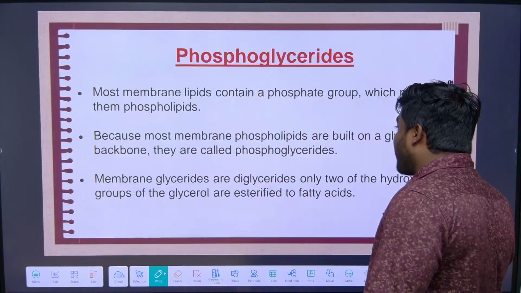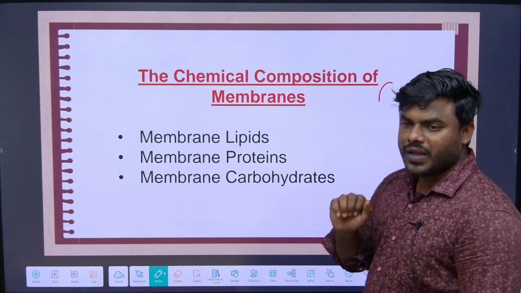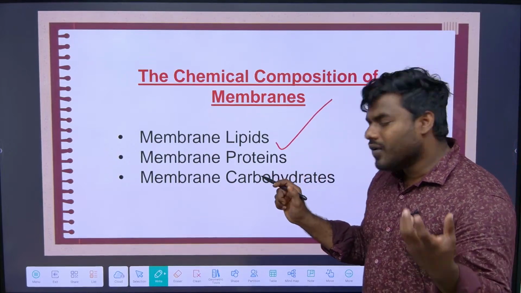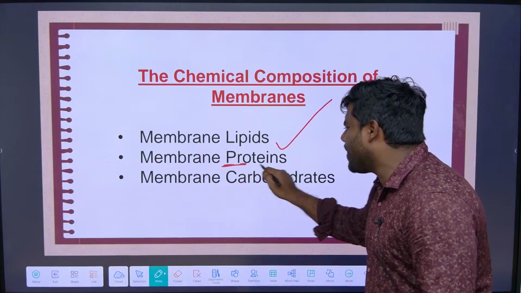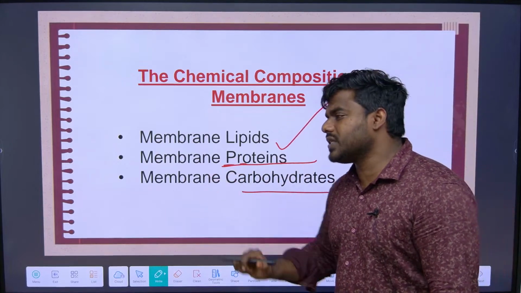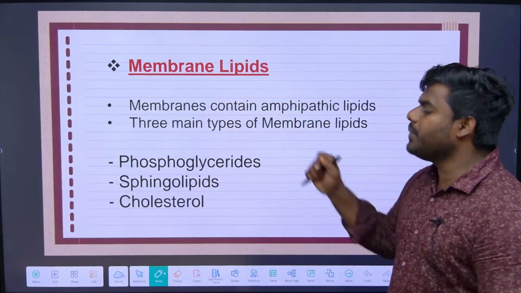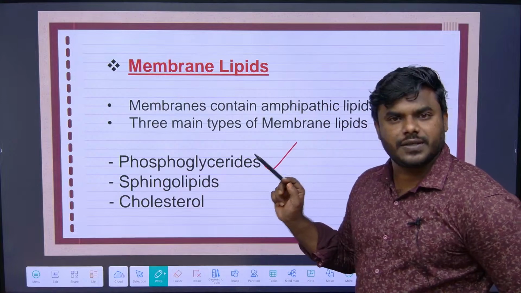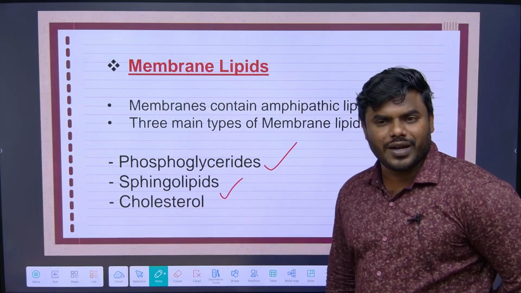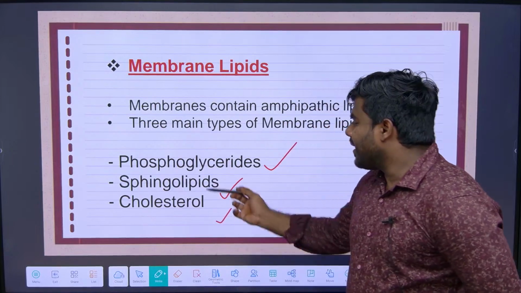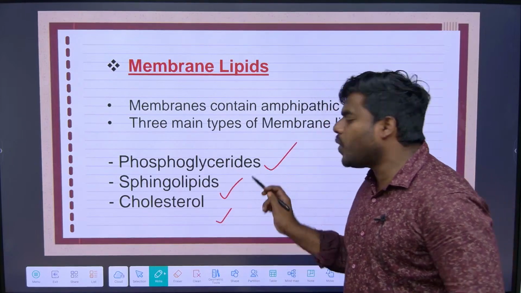Now what kind of lipids do we have to focus on? First we will focus on lipids, and we will read in extreme depth. We have to focus in extreme depth on proteins and carbohydrates, where we can expect questions in the exam. Let's consider the lipids first. We have to focus on phosphoglycerides, sphingolipids, and cholesterol, right? Now let's consider number one, phosphoglycerides.